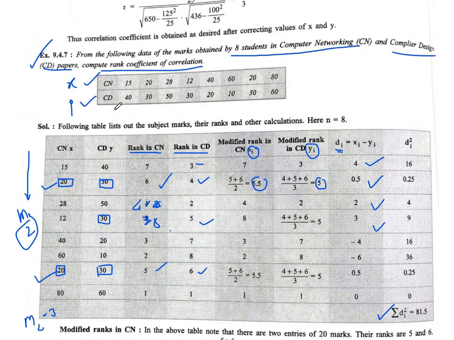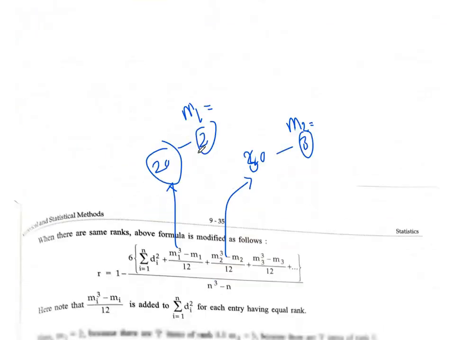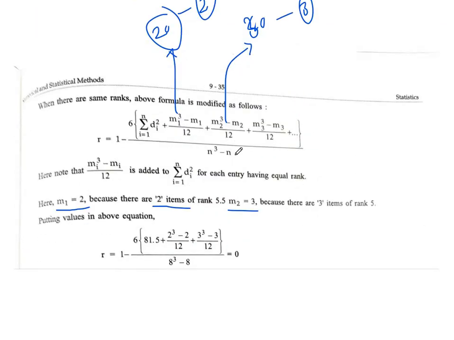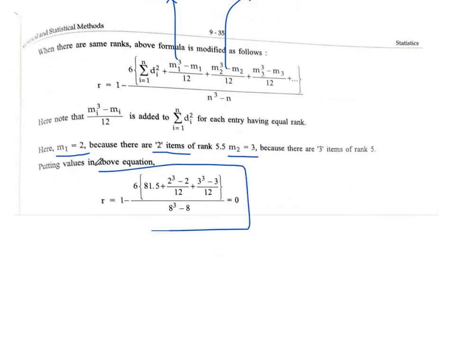So what is the total count of n? 1, 2, 3, 4, 5, 6, 7 and 8. So n is 8, so 8 cube minus 8. And then we have to find the value of r. So in this problem it comes out to be 0.